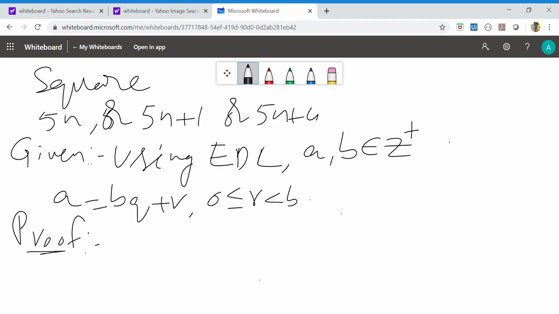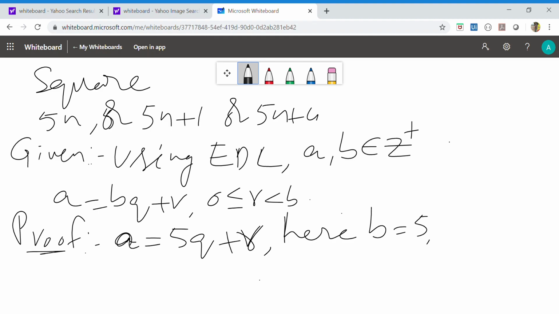So here the proof we can write. How can you prove this? The integer form is a is equal to bq plus r. So what form do we have to take? a is equal to 5q plus r. 5q plus r is the integer form, a is an integer. Here b is nothing but 5. Then what are the possible remainders? The possible remainders are r is equal to 0, 1, 2, 3, 4.